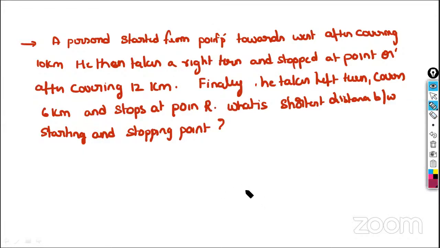A person started from the point P towards west after covering the 10 kilometers. He then takes a right turn and stops at point Q after covering 12 kilometers. So point P he was started, so west on, 10 kilometers. After covering 10 kilometers, he took a right turn. How much he was covered? 12. So you can take it that longest line compared to shortest one. Why? Because here 12, here 10. So that resembles more distance, right?